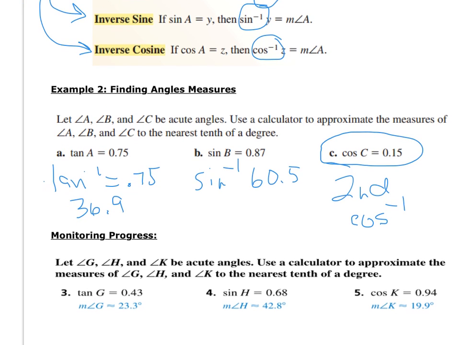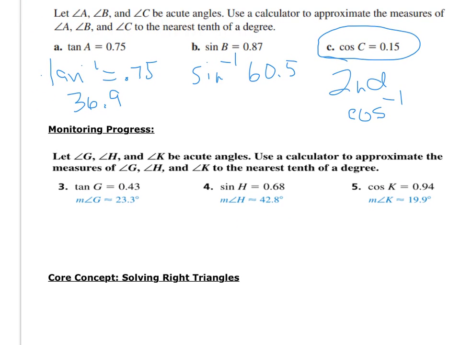Well, for some extra practice, you can see these three examples. The answers are already there for you. What I'd like you to do is go ahead and do the tangent negative inverse of 0.43. Number 4 is the negative inverse of sine of 0.68. And number 5 is the negative cosine inverse of 0.94. See if your answers come out to be these answers right here.